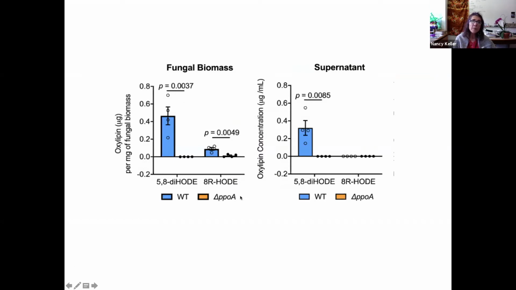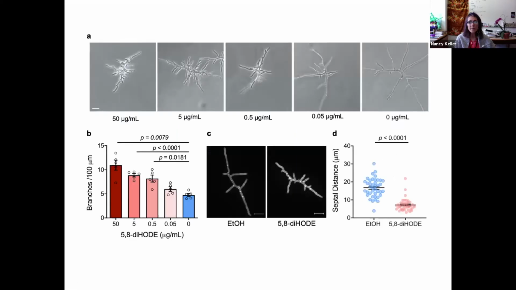So PPOA makes two oxylipins, one called 8-HODE, derived from linoleic acid, and one is 5,8-DiHODE. And when she looked at fungal biomass and the supernatant, she could see that 5,8 was the most dominant and it was also secreted. So we thought, oh, well, let's see what 5,8 does. We were able to get milligrams of 5,8 because another lab had been able to purify it and express it in E. coli. So we were ready to go.